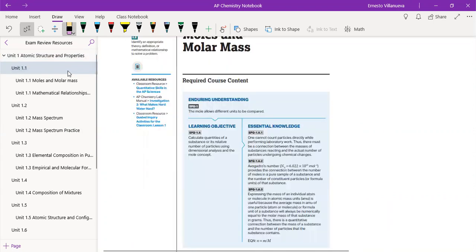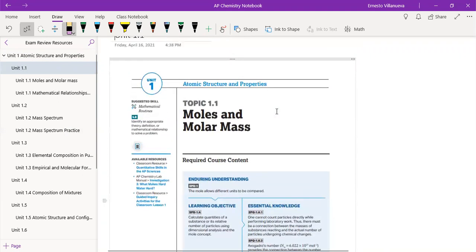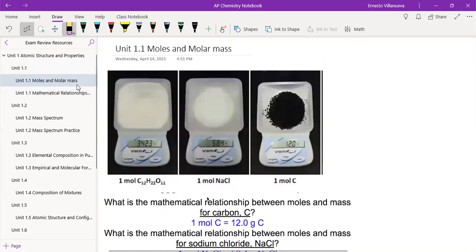Okay, so the first unit that we're going to cover is unit 1.1, and that has to do with moles and molar mass. Some of these units, guys, are pretty simple, some of the earlier ones. So I'm not going to spend a whole lot of time on these because most of these you should already know, especially after taking 2 years of chemistry. So when we're looking at moles and molar mass, basically what we're doing is trying to identify the relationship between moles and mass.